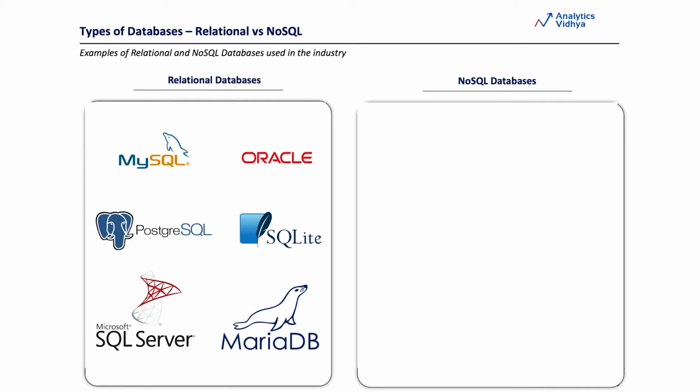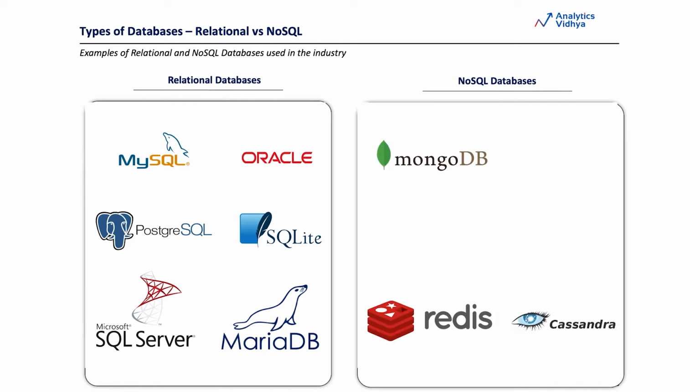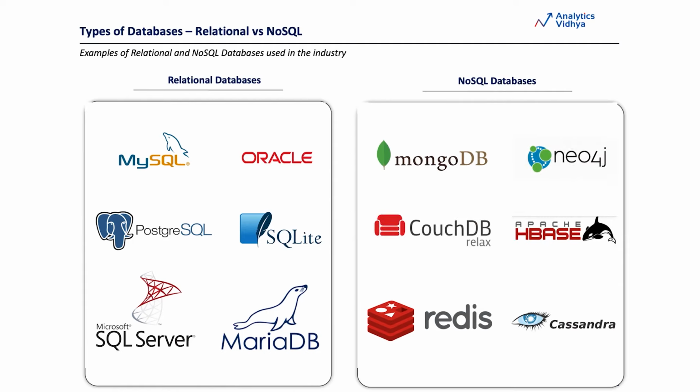Examples of NoSQL databases include MongoDB, Redis, Cassandra, CouchDB, Neo4j, and Apache HBase.